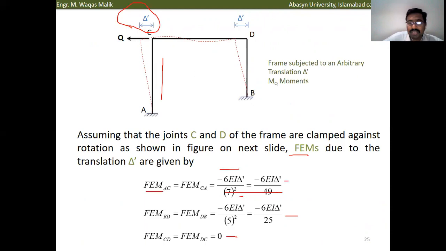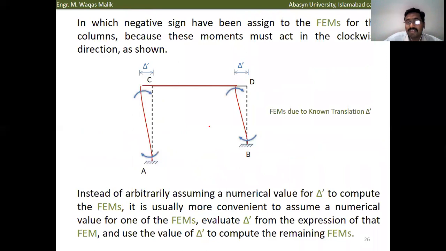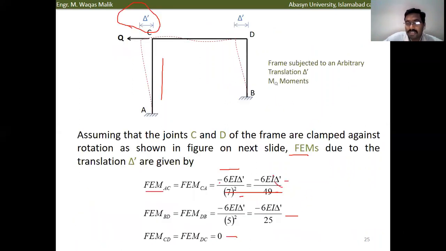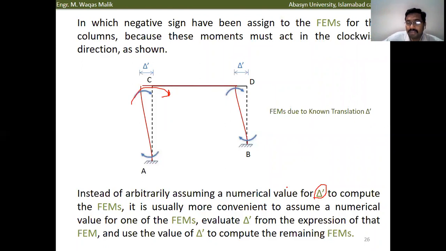In the last step, the negative sign that we use, minus 6 EI delta prime, indicates that the moments generated in the columns are acting in the clockwise direction as mentioned here. But before going ahead, we need to find the value of this delta prime, which is occurring in the values of the fixed end moments. We cannot calculate the final values of the fixed end moments till we have the value of this delta prime. And for the calculation of this delta prime, we have two options.